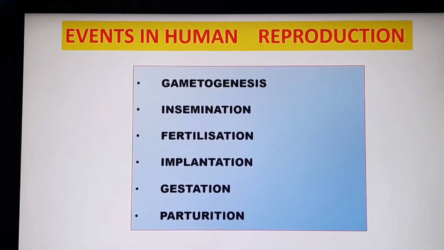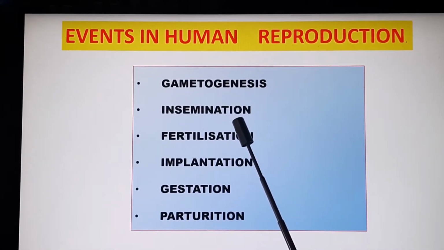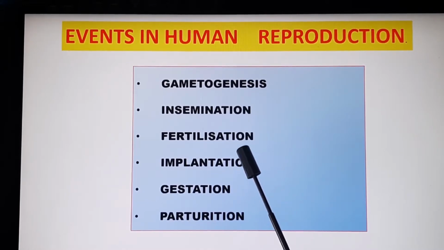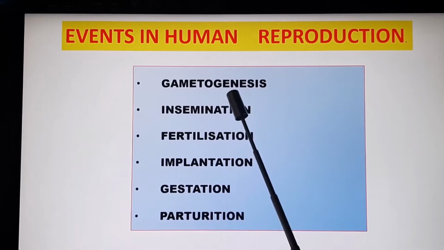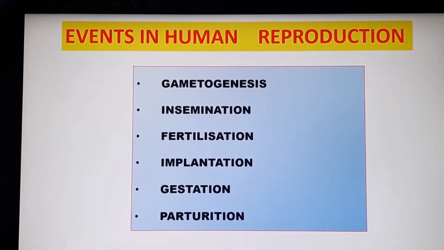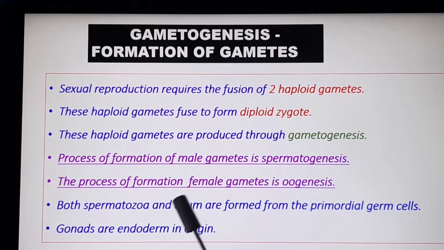You know what are the events taking place in human reproduction? Of course, there are gametogenesis, insemination, fertilization, implantation, gestation, and parturition. So these are the events that take place in human reproduction. First, let us discuss gametogenesis. Gametogenesis is the process of formation of gametes.